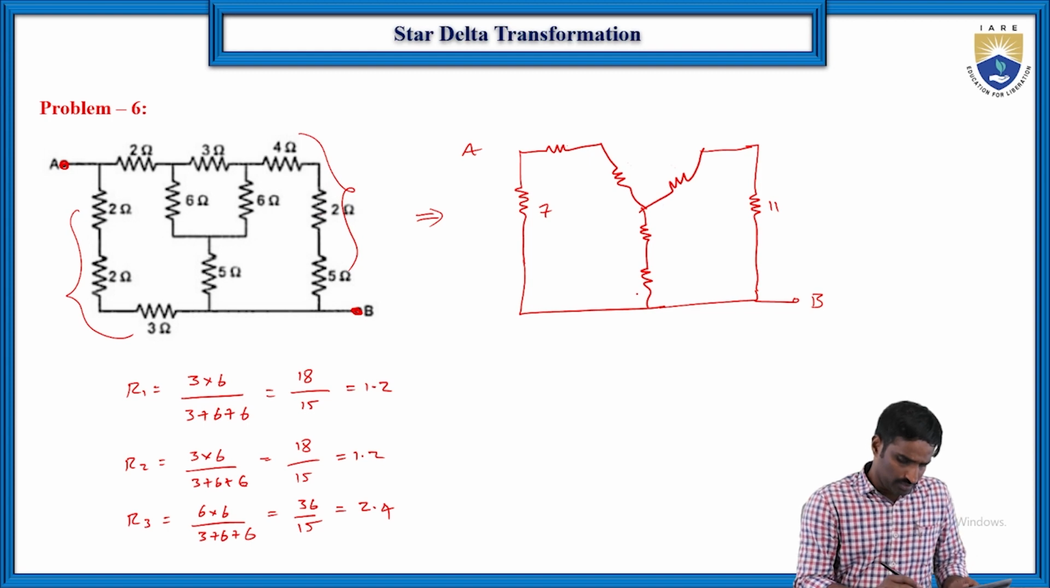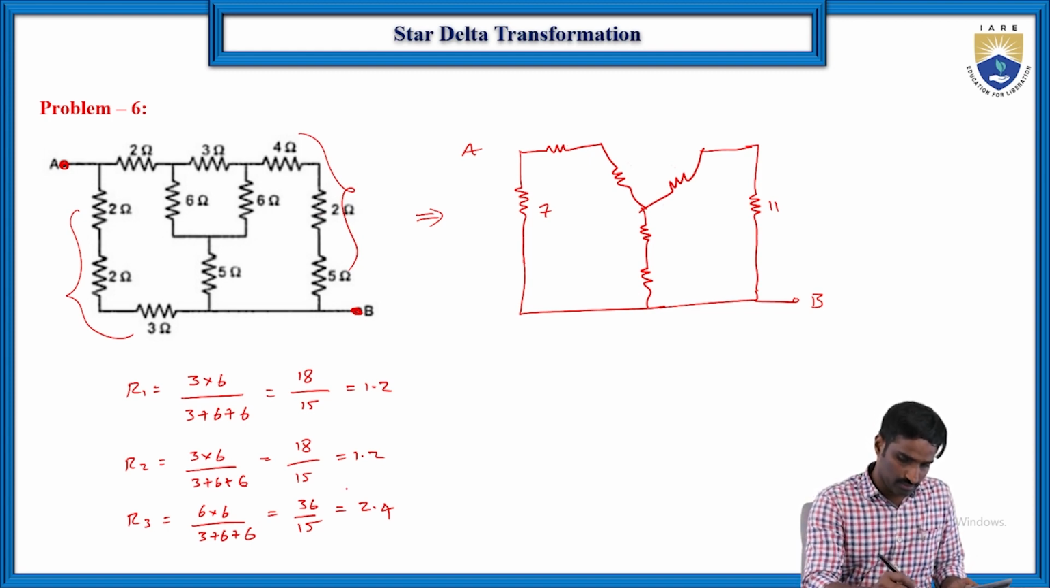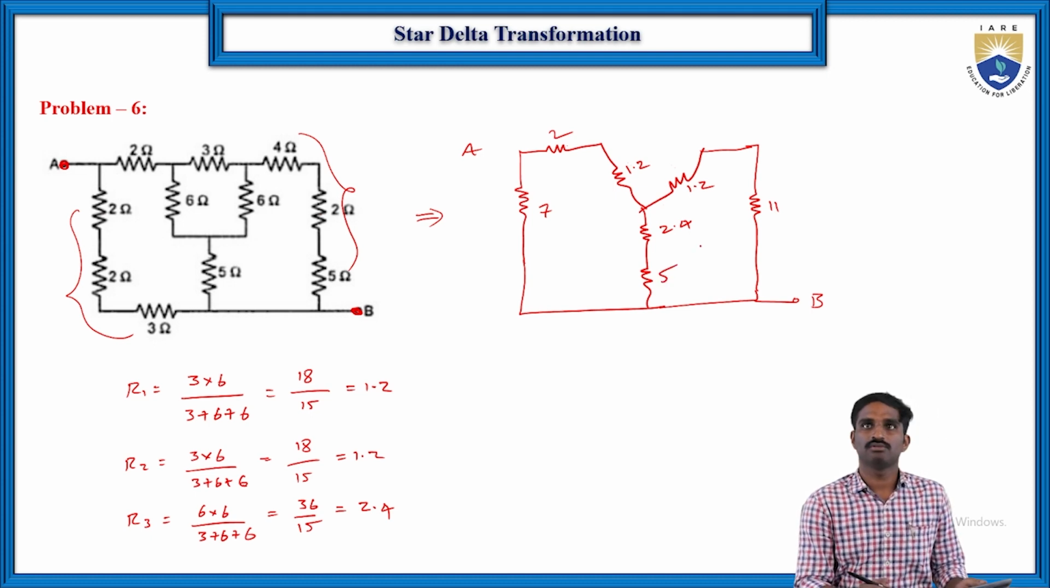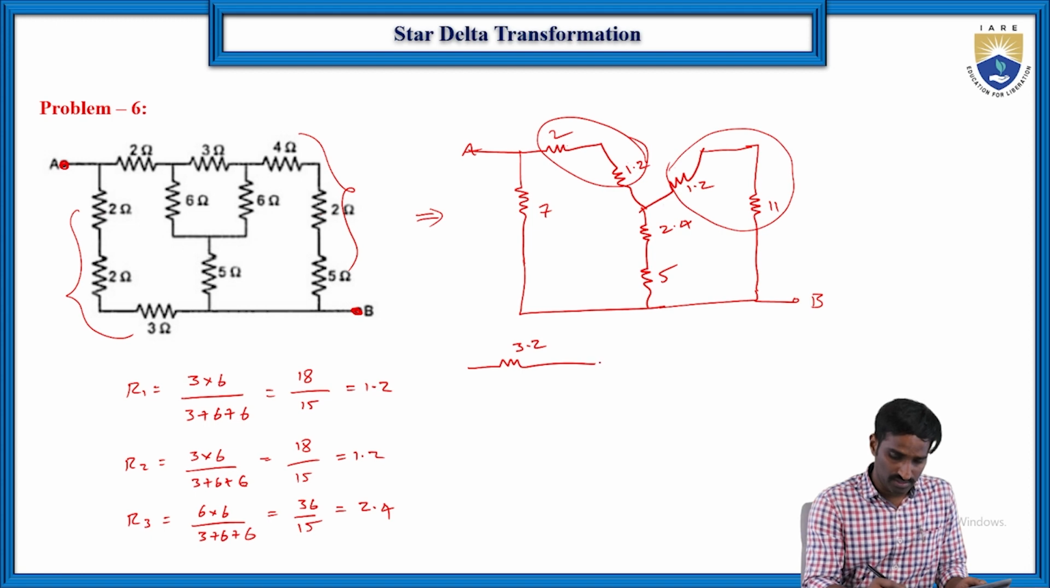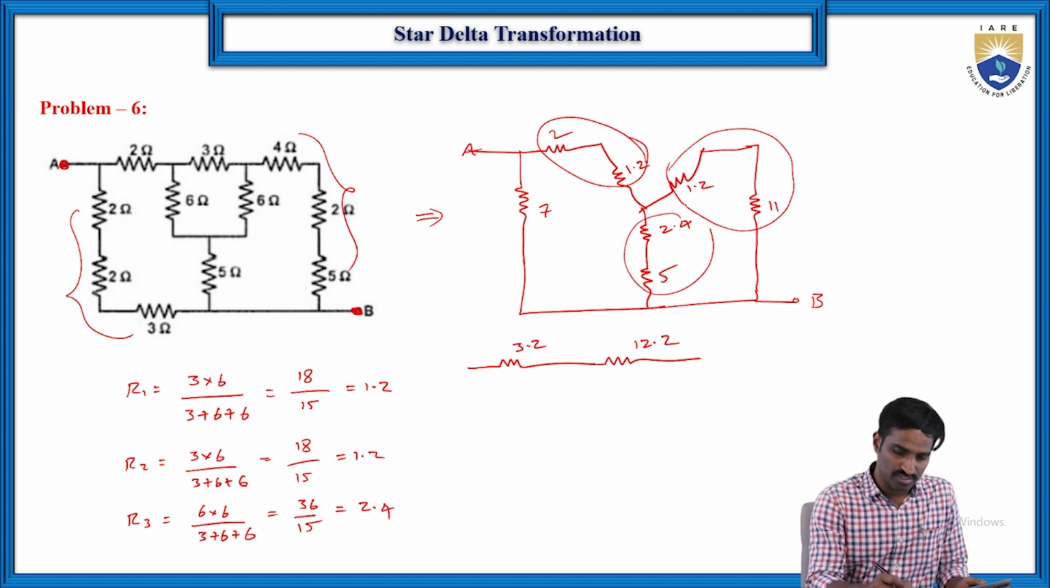Right. So here it is 2.4, and here it is 1.2, 1.2, and here it is 2 ohms, and here again the 11 ohms is there, and here it is 5 ohms, right? So now here this 1.2 and 2 are in series. Okay. So here you can make it, because again here A is there. So here this is 3.2 by these two combinations, and again these two combinations also, here you can write it as 12.2, and again these two combinations. Okay. So here you can write it as 7.4.